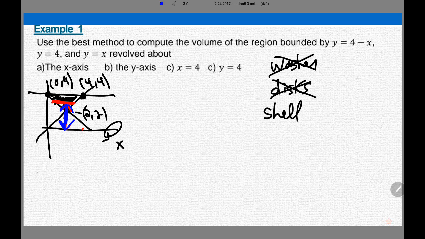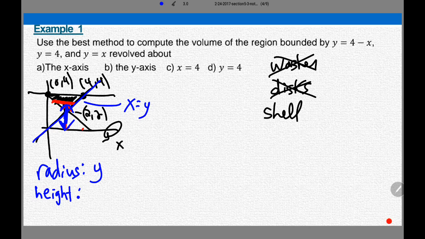So for my shell, my radius is going to be my distance from my x-axis, which in this case is just y. And then my height, I've got to remember a couple things. This second line here is x equals y if I rearrange it, and I've got to take away the other part, so I have to switch this x and y around here, and I get 4 minus y. So in this case I end up with 2y minus 4.